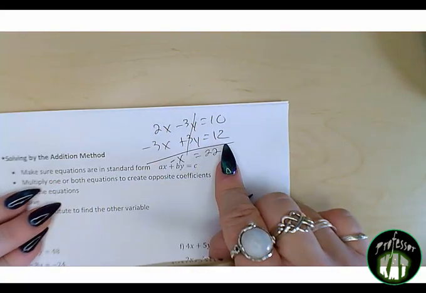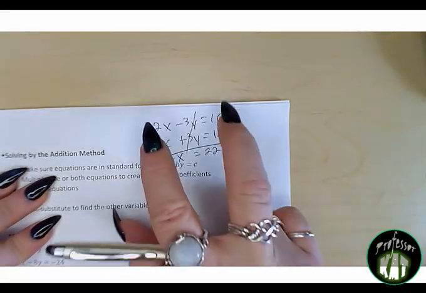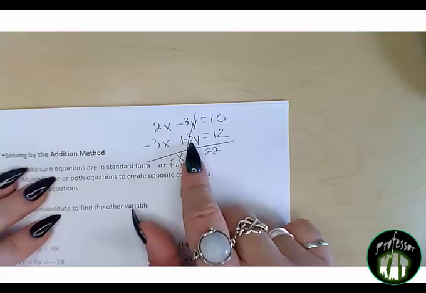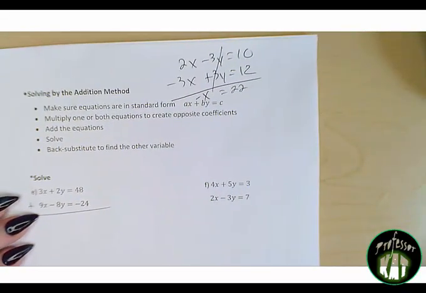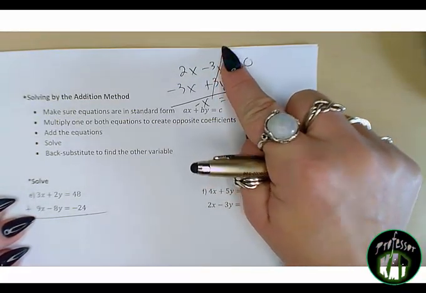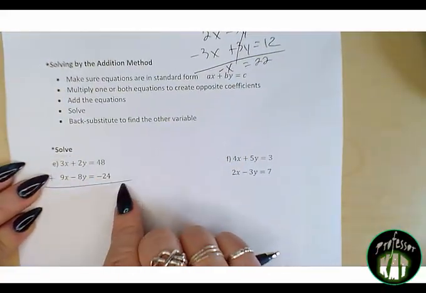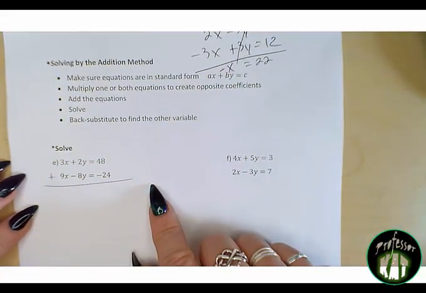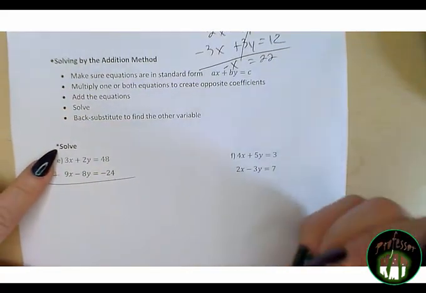We want to add our equations. That's why it's called the addition method. We want to add our equations in the hope that a variable cancels. Now, the only way to get the variable to cancel is you need opposite coefficients. Same numbers, different signs. If you don't have that in your problem, you are able to create opposite coefficients by multiplying one or both equations by something.